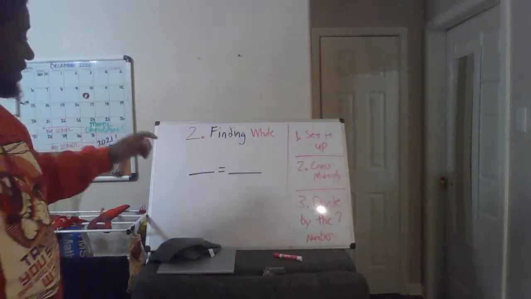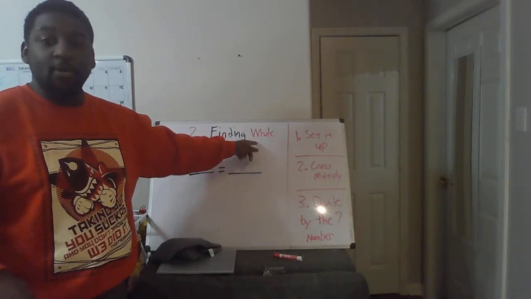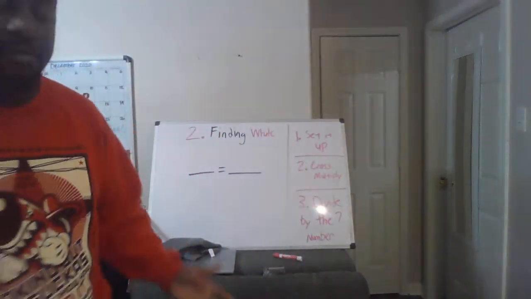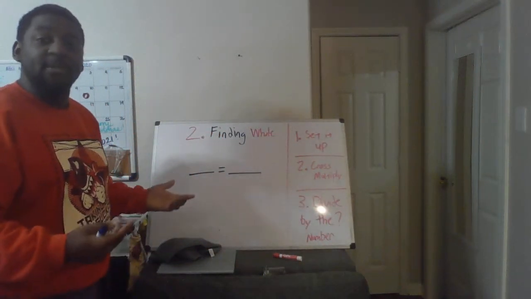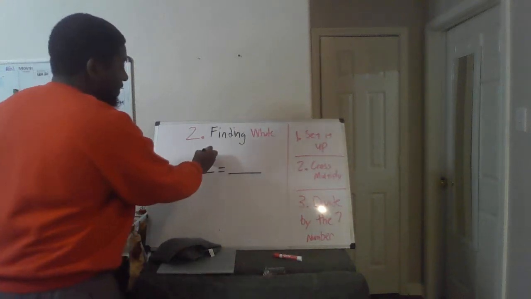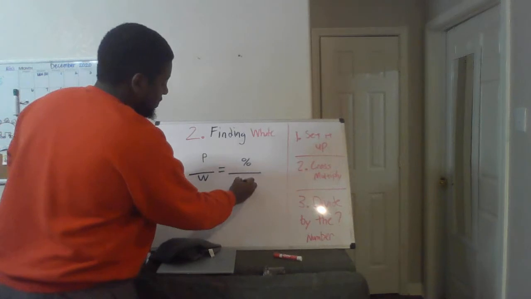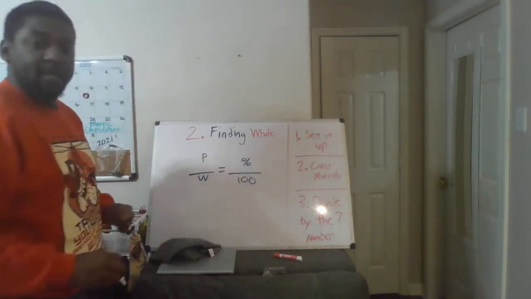And this part of the video is the second part. This is finding the whole. So y'all, when you're finding the whole, we're going to go ahead and read through this question. But remember, there should be a different part that's missing because we're looking for a different value. So I'm going to rewrite this in just a second. Part, whole, percent, 100 always goes at the bottom under the percent there.